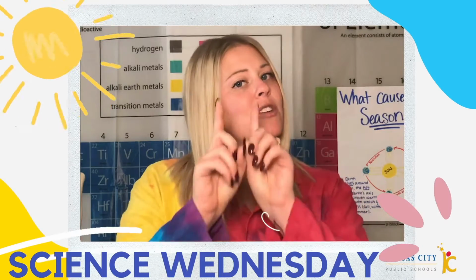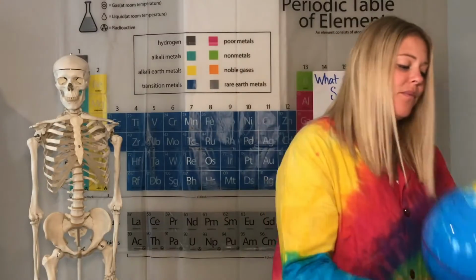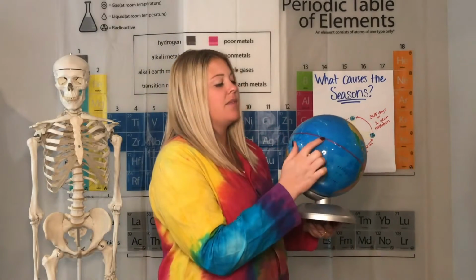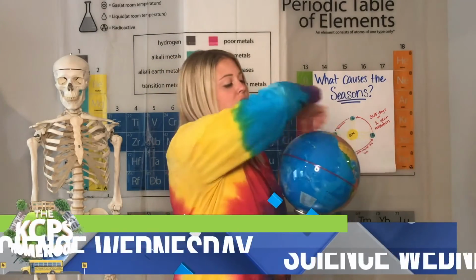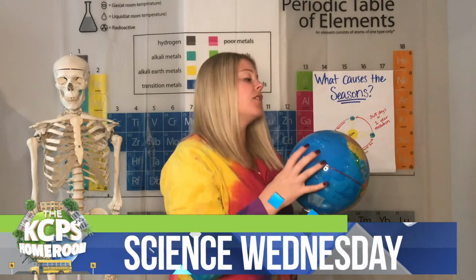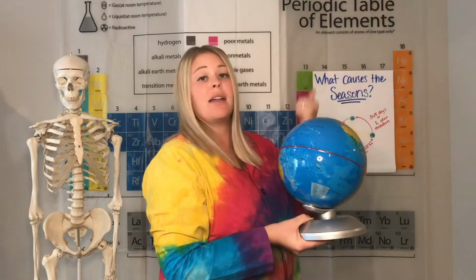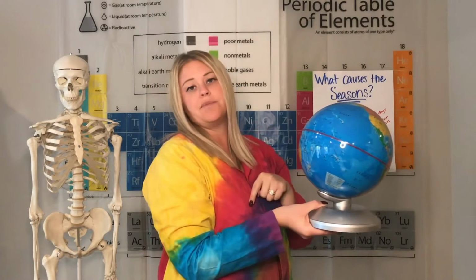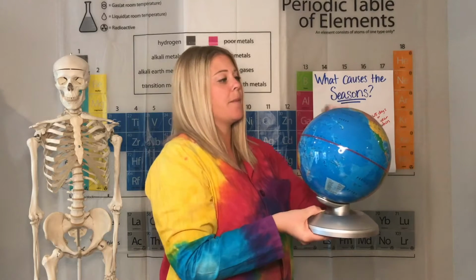Let's click the globe just to review. So here I have my globe. Remember, we have the equator, that's that red line, that runs around the horizontal center of the Earth. And we have our axis, that's the imaginary line that runs through the North Pole, through the South Pole, the center of the Earth.